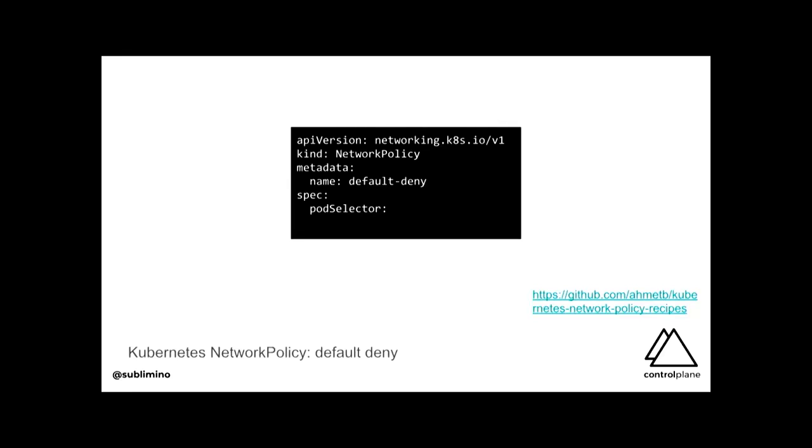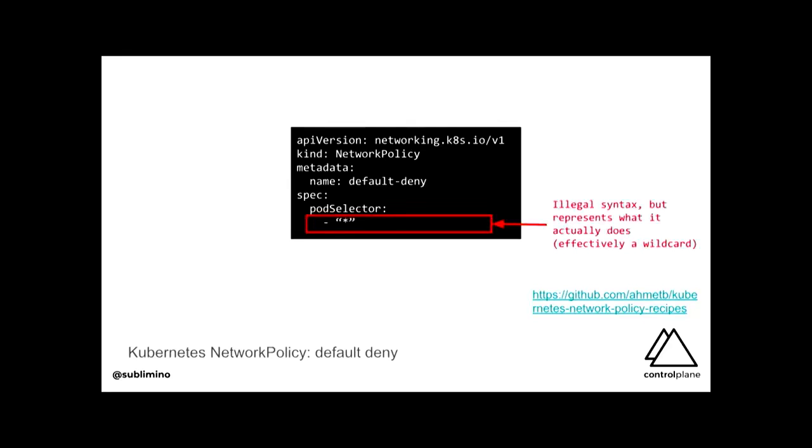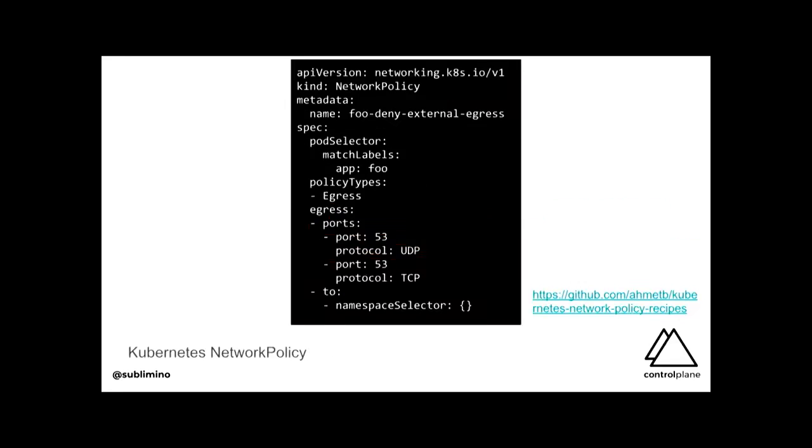With an empty pod selector, this denies everything in the cluster, so it's a default fail closed. It should really look like this. I detest this API. I think for something so important, it is not very clear. Here's an example that only permits egress for port 53 traffic on both protocols for some reason.